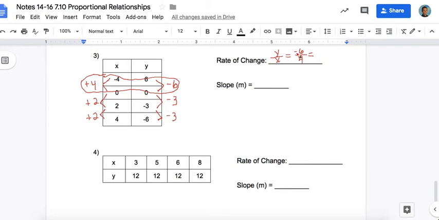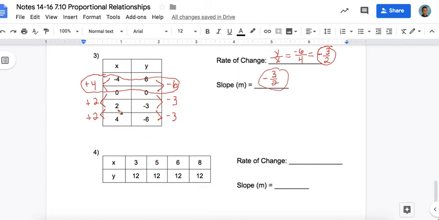But remember, this is negative, so if my slope is negative, I have to leave the negative in front of the fraction. So this would be -3 over 2. And the slope is also -3 over 2. Now look, it appeared that they were different, but they all came out to be -3 over 2.